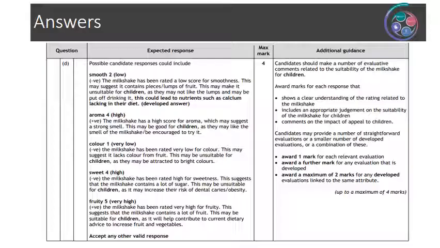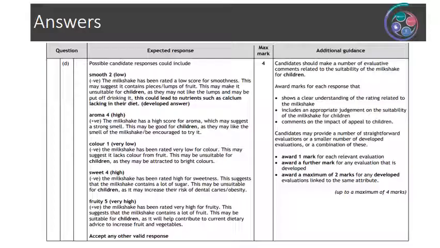Candidates may provide a number of straightforward evaluations or a smaller number of developed evaluations, or a combination of these. Award 1 mark for each relevant evaluation. Award a further mark for any evaluation that is developed. Award a maximum of 2 marks for any developed evaluations linked to the same attribute. There is a total of 4 marks for this question.